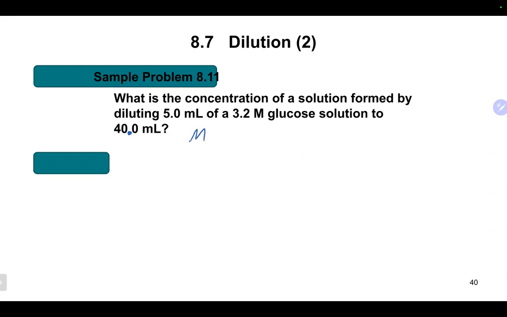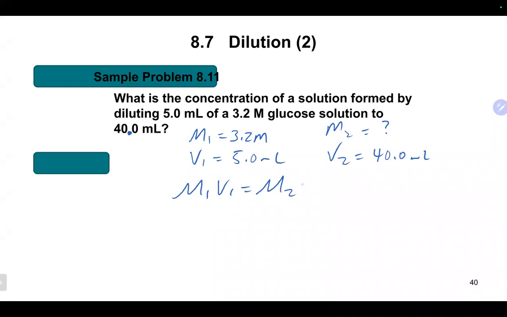So really our M1 here is 3.2 molar. Our V1 is 5 milliliters. Our final volume here is 40 milliliters. And we are looking for what our new concentration will be here. So we could use our M1 V1 is equal to M2 V2. In this case, we're going to solve for M2. So we're going to divide the V2 to the other side. And when we do that, that gives us M1 V1 divided by V2 is equal to M2.